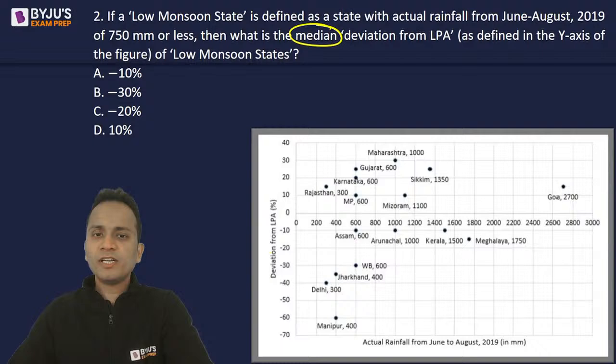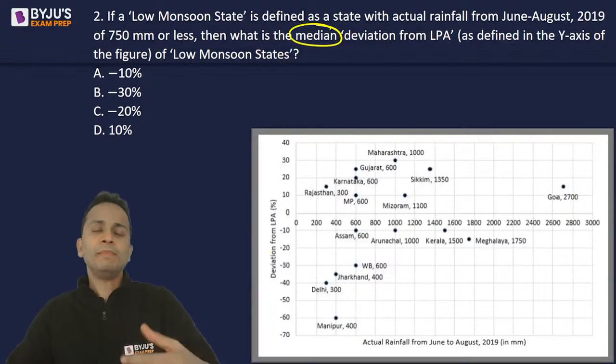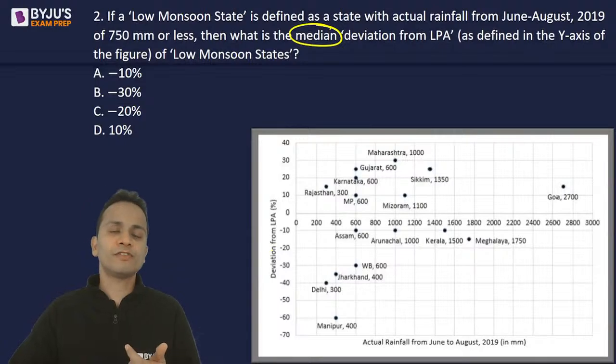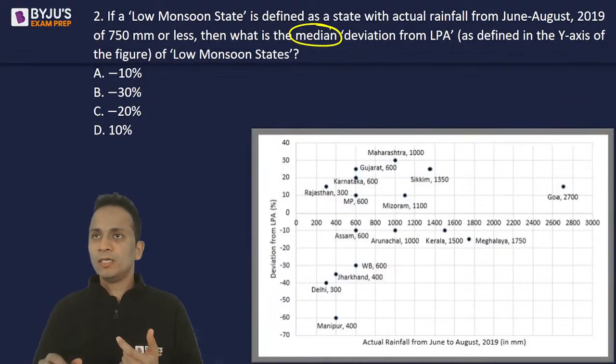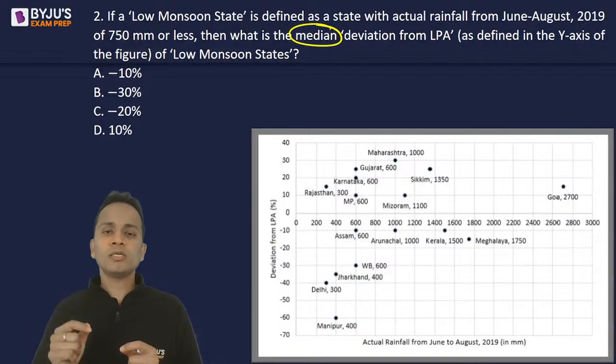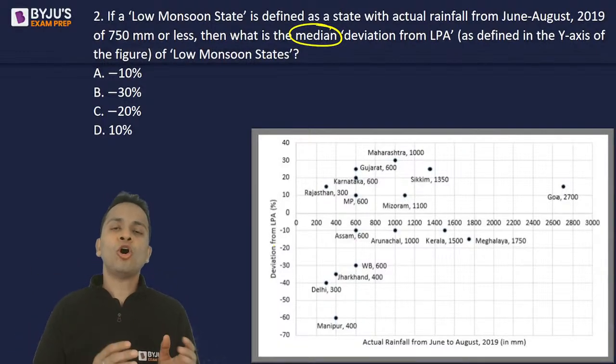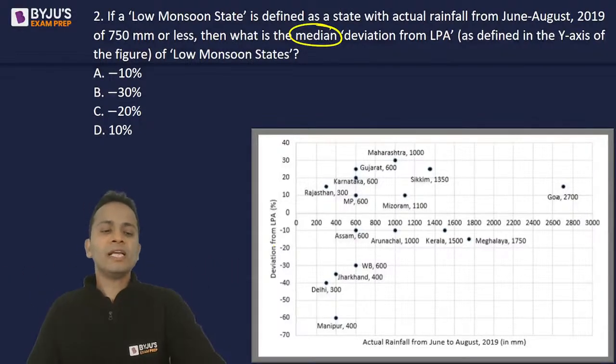Now let's first of all define what median is. The median of a given set of terms is the middle term when all the terms are arranged in increasing or decreasing order. So if all of them are arranged in some order, then the median is the middle term. I'm really sorry for some disturbance. Okay. So we all know what median is.